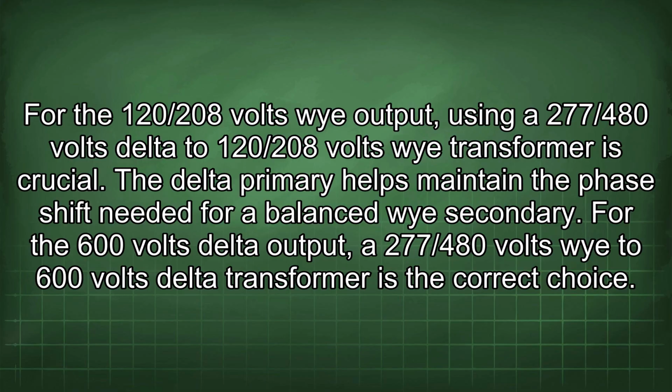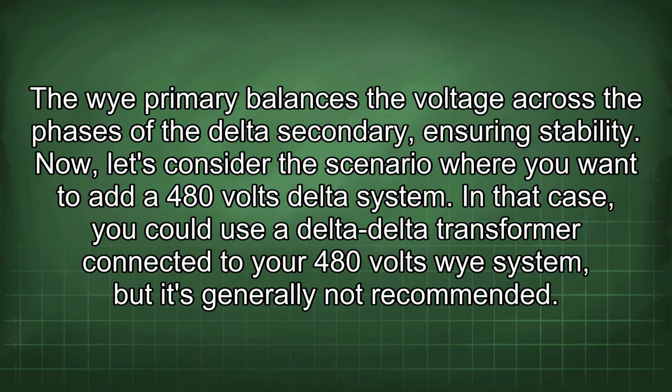For the 600 volts delta output, a 277/480 volts Y to 600 volts delta transformer is the correct choice. The Y primary balances the voltage across the phases of the delta secondary, ensuring stability.